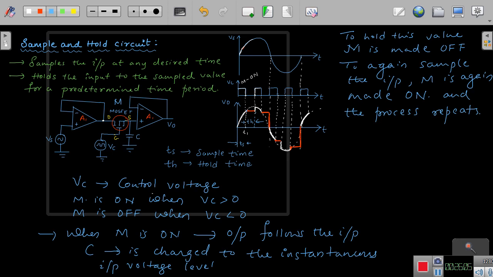But one condition, whatever I have told, right? At what rate your capacitor gets charged to the input voltage is given by the time constant of the capacitor charging.